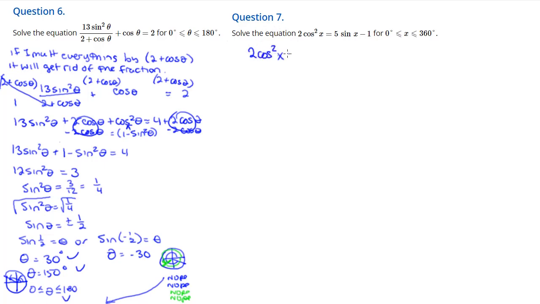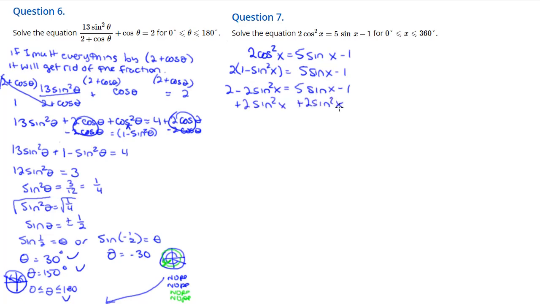Now in problem number 7, we've got 2 cosine squared x equal to 5 sine x minus 1. You'll notice we've got cosines and sines, but there's also a negative 1 here. So I'm going to replace that cosine squared with 1 minus sine squared. Then I'm going to distribute and get everything over on one side. I'm thinking already it looks like it's going to be a quadratic. So now I'm going to end up with 2 sine squared plus 5 sine x minus 3, and then I'm going to solve this.